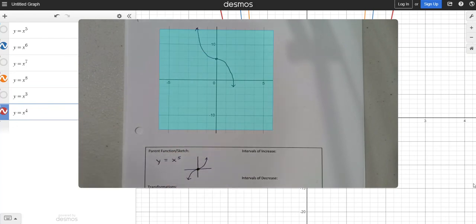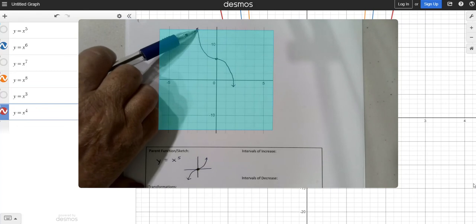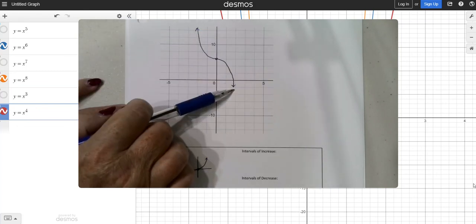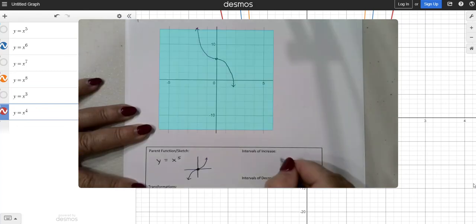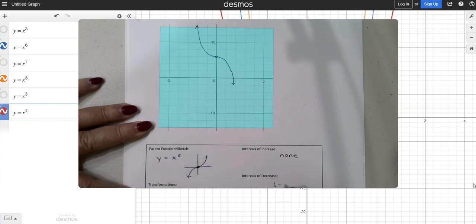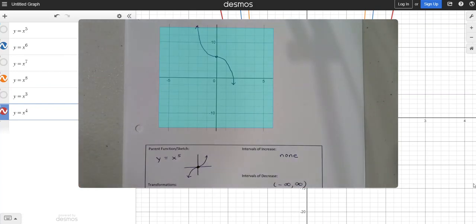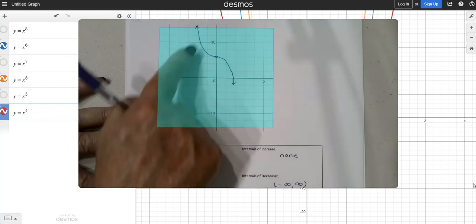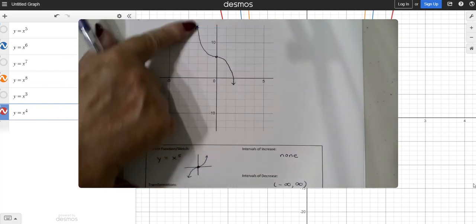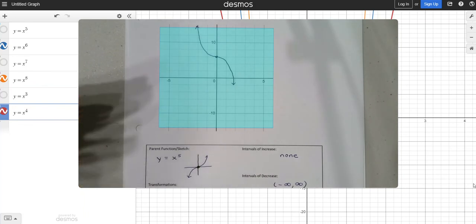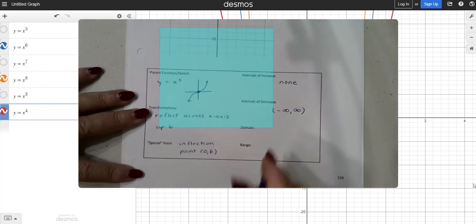All right, so that's my graph. Again, that's as accurate as I need it for this purpose. And you'll notice that this one, because it got turned upside down, is always decreasing. So this time there are no intervals of increase, and it decreases everywhere from negative infinity to infinity. Domain and range goes left and right forever, goes up and down forever, negative infinity to infinity for both of those.